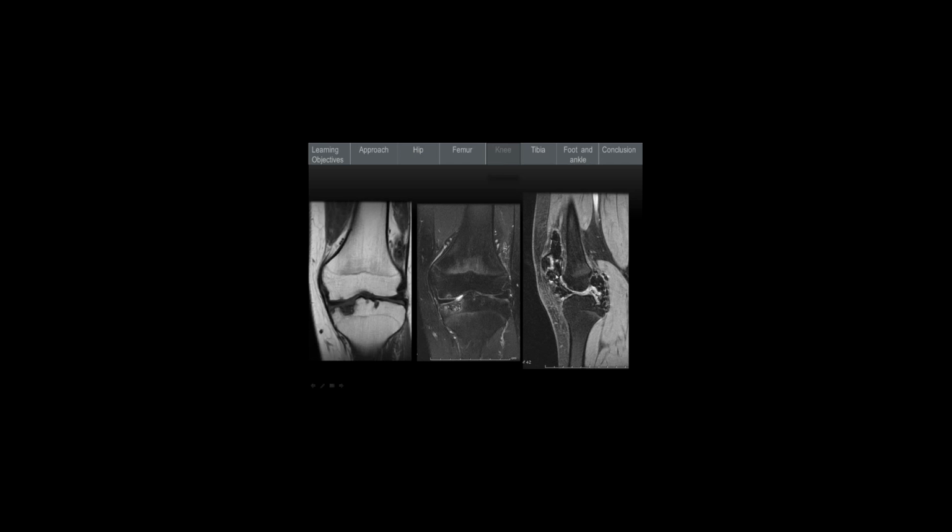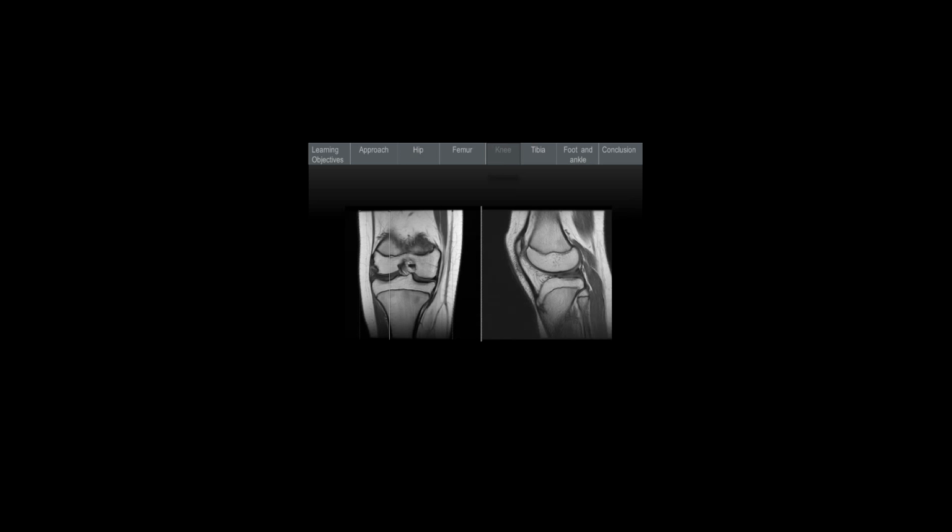On gradient echo images, we can see a lot of what we call blooming. Blooming occurs when we have blood on an MRI. So this is a case of hemophilia. This child was bleeding into his knee and over time had chronic changes.